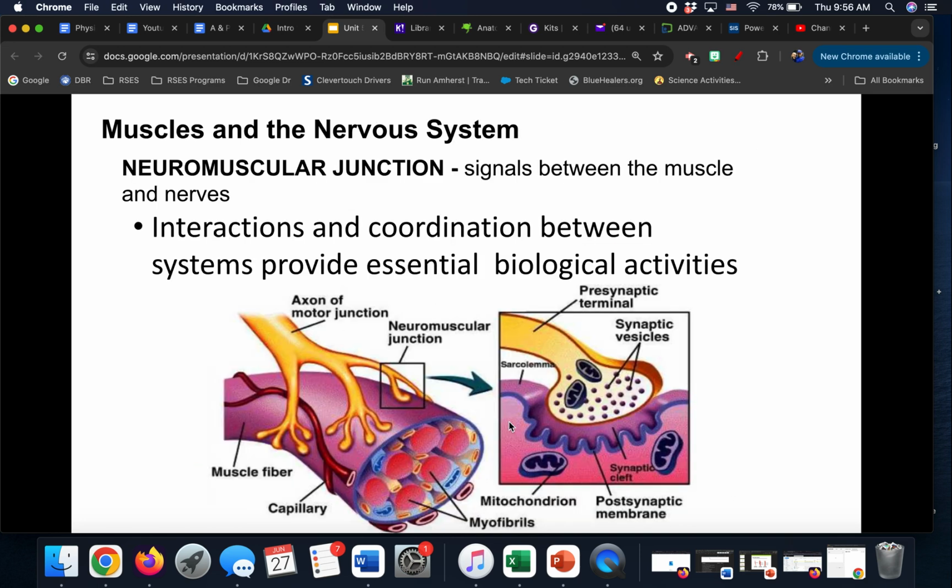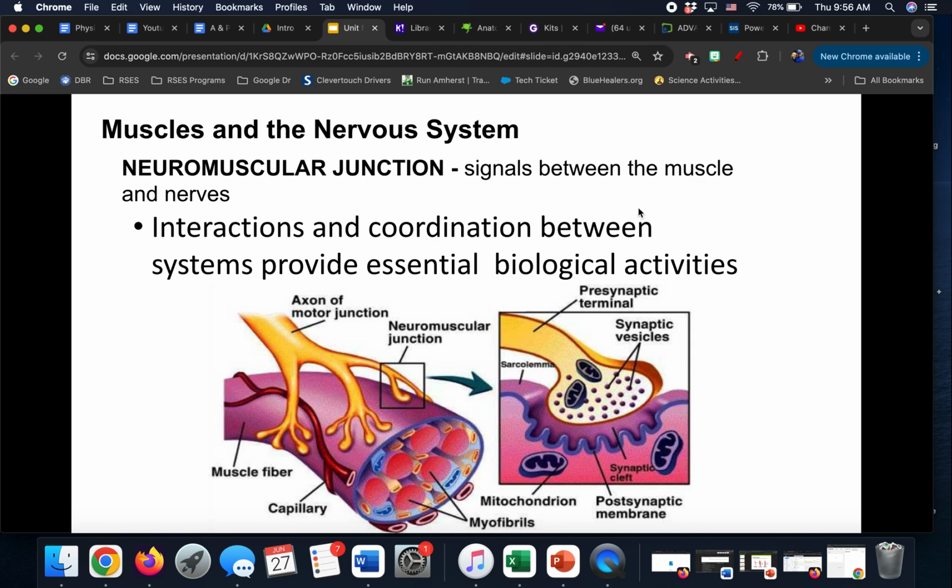So how does this all start? Well, the muscular system is tied, like most systems, this time with the nervous system. So there's something called the neuromuscular junction, and that is a signal between the nerves and muscles. So what happens is a nerve impulse triggers something within the muscle. We'll get to that in a second specifically.